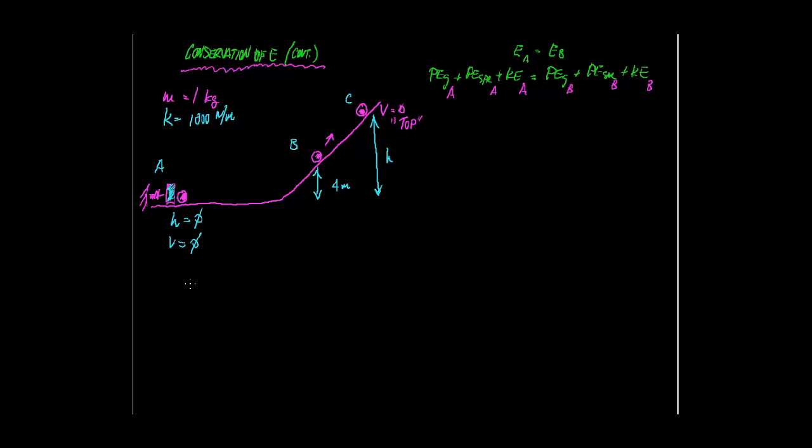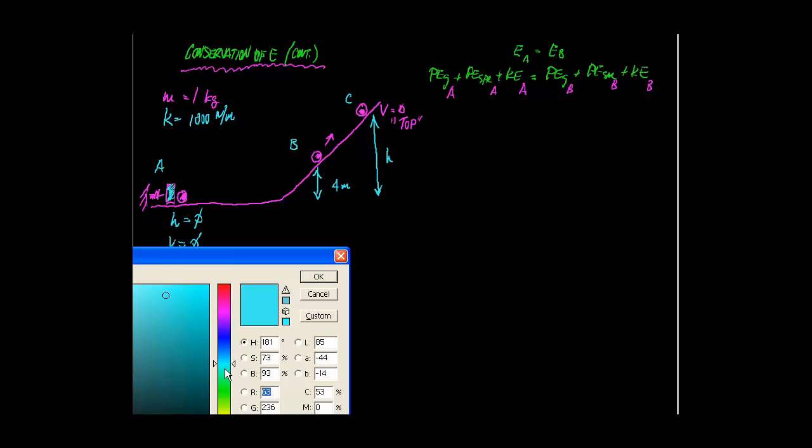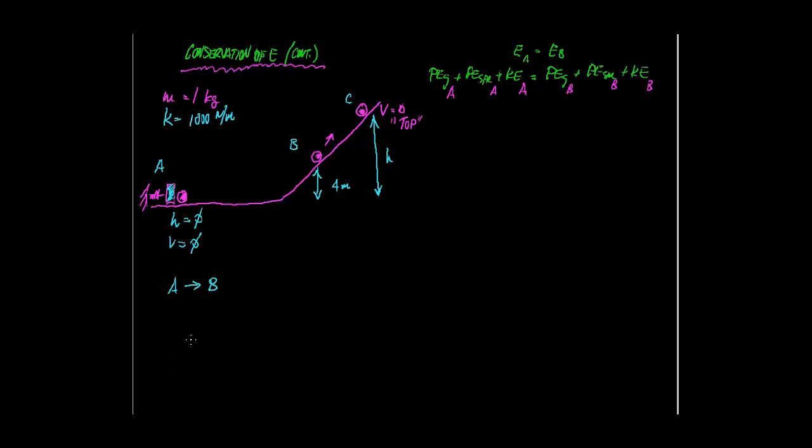So let's look at going from A to B. Let's look at what's happening there. And we look at the energies we have at A. Well, we certainly have spring energy. Why? Because there's a spring. And do we have kinetic? No, because velocity is 0. And do we have any potential due to gravity? No, because we're at the height of 0. So all that spring energy is going to go into moving the ball up to B.